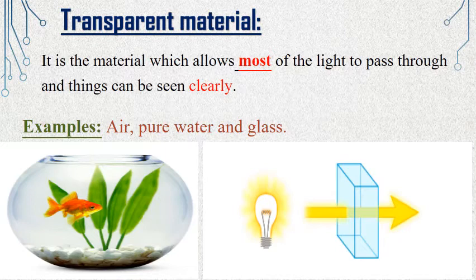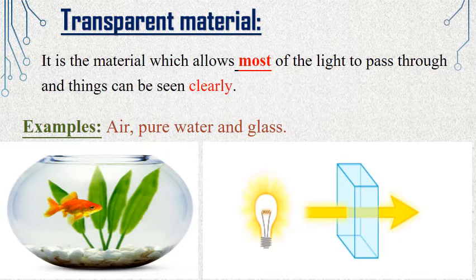So what is a transparent material? It's the material which allows most of the light, or passes most of the light, or transmits most of the light through it, and objects behind can be seen clearly. Like what? Like glass, we can see behind glass, we can see behind air, and also we can see behind pure or clear water.